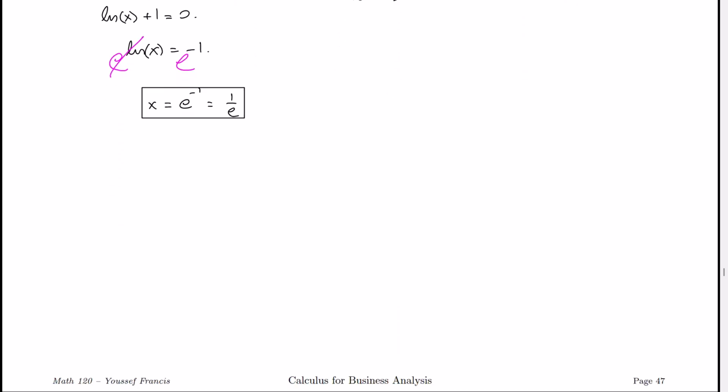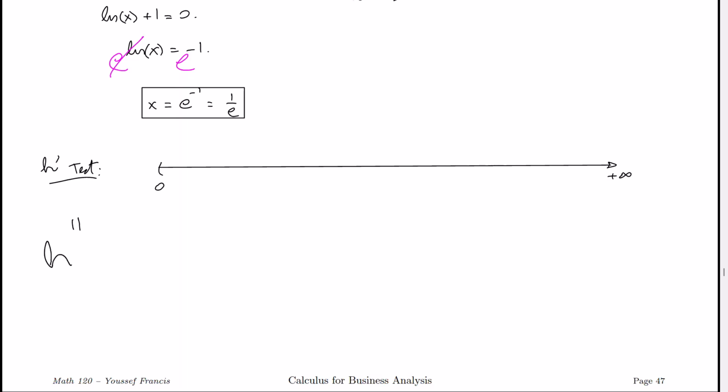Okay, so now that we found the critical number, the next thing we're going to do is draw the number line that represents the domain. So in this problem, the domain was from 0 to infinity. And we're going to write h prime test on the side to remind us that this is the first derivative test. Later on, we will be doing something similar for the second derivative. So we want to be able to distinguish which one is which. That's why we're writing h prime test on the side.